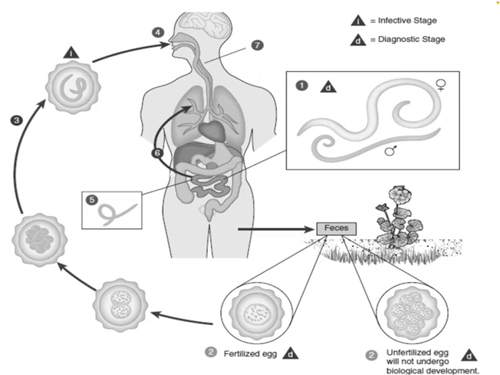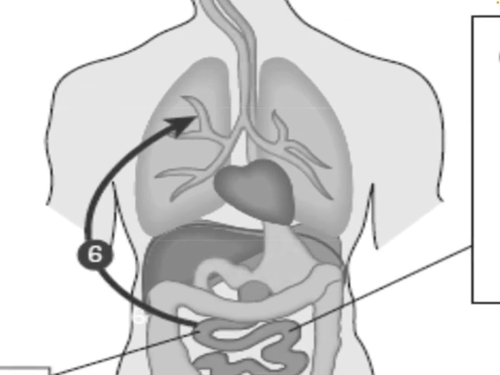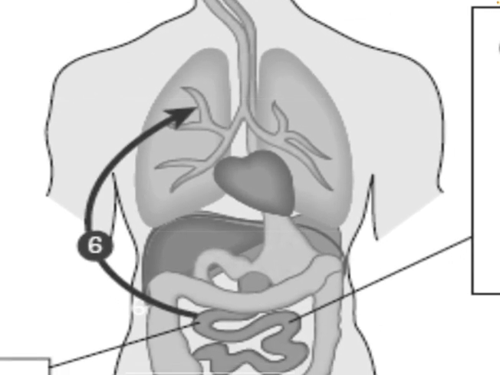Here there is an additional step. Previously we said the larvae become adult and go to the cecum or colon. Now the larvae will penetrate the intestine, go by the portal system, and then reach the lungs.